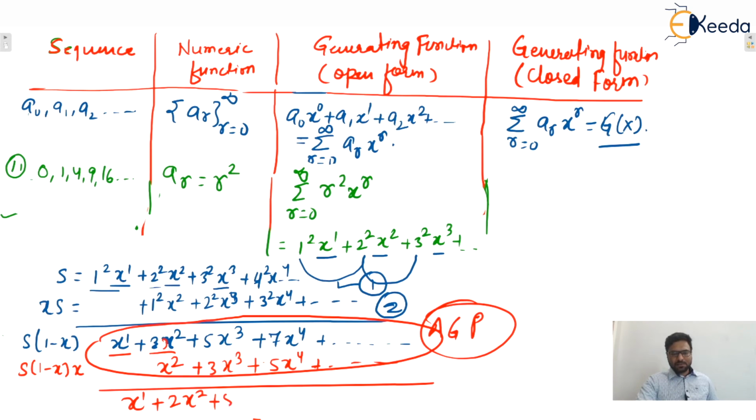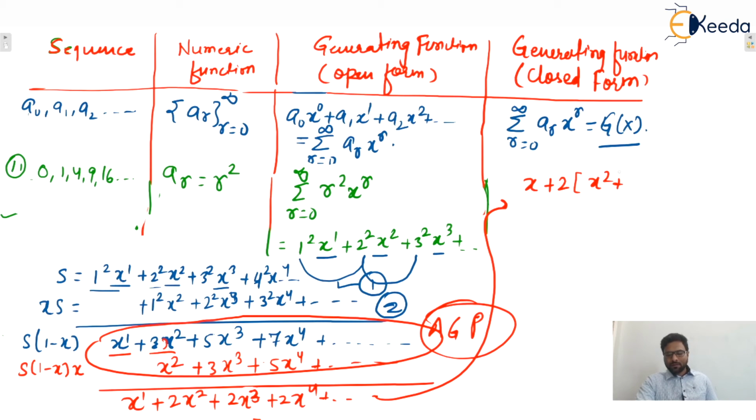Then we can say that plus this is also 2, all are 2 only, plus 2x power 4 and so on up to infinity. Now you can see this becomes what? We can write it like that. Taking 2 as common, it becomes x square plus x cube plus x power 4 up to infinity. So this is an infinite GP.